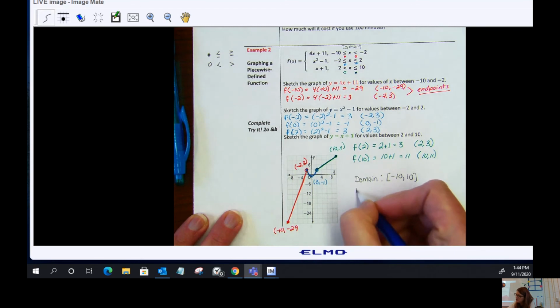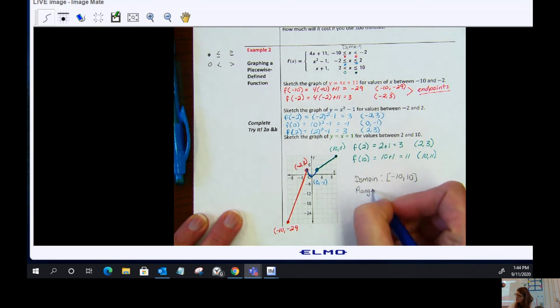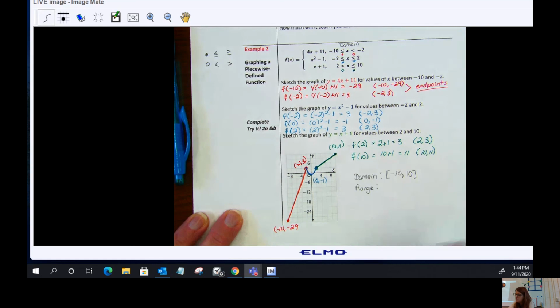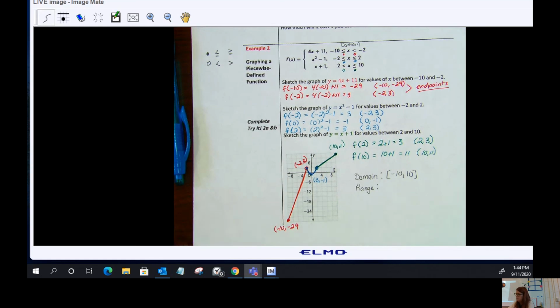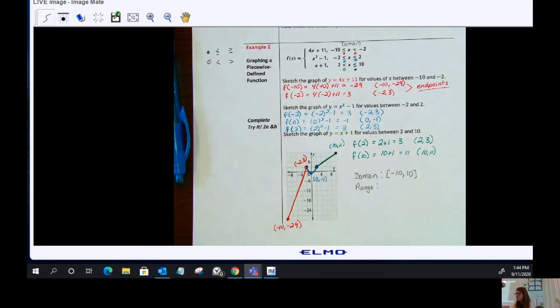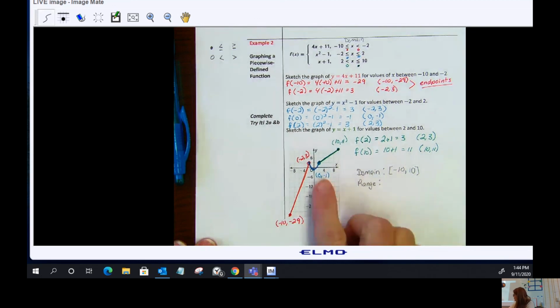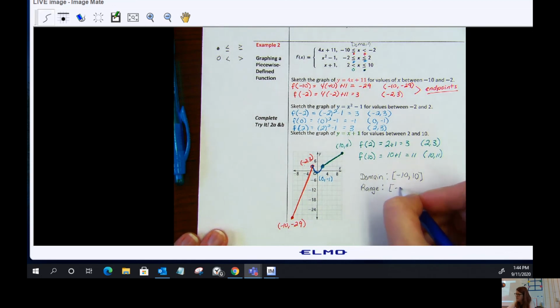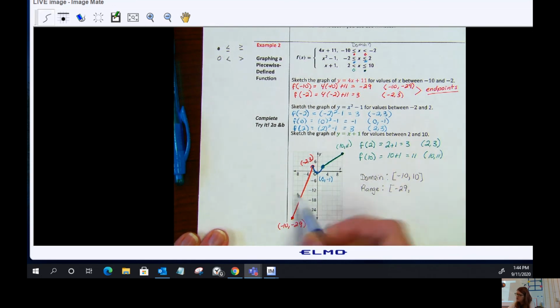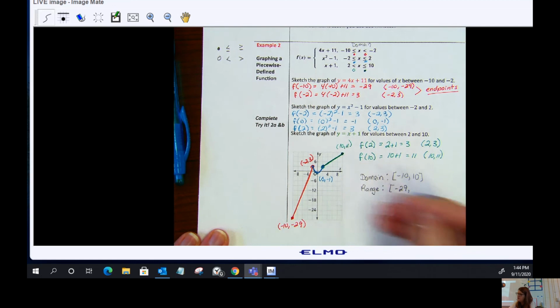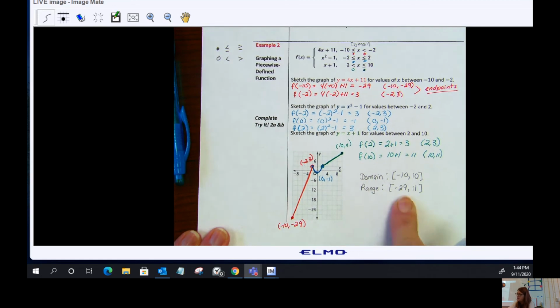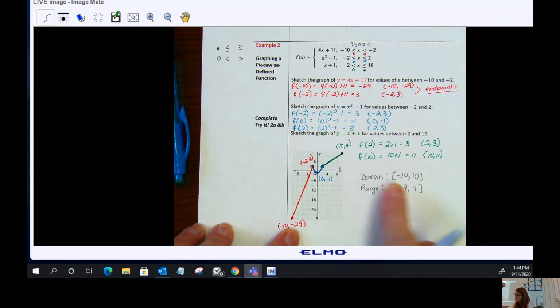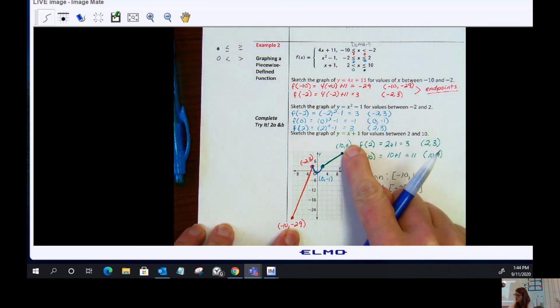Now my range is your y values. So what is your lowest y value? Well, if you just look at your graph, your lowest y value is negative 29. And your highest y value is 11. So my y values have a range between negative 29 and a positive 11.